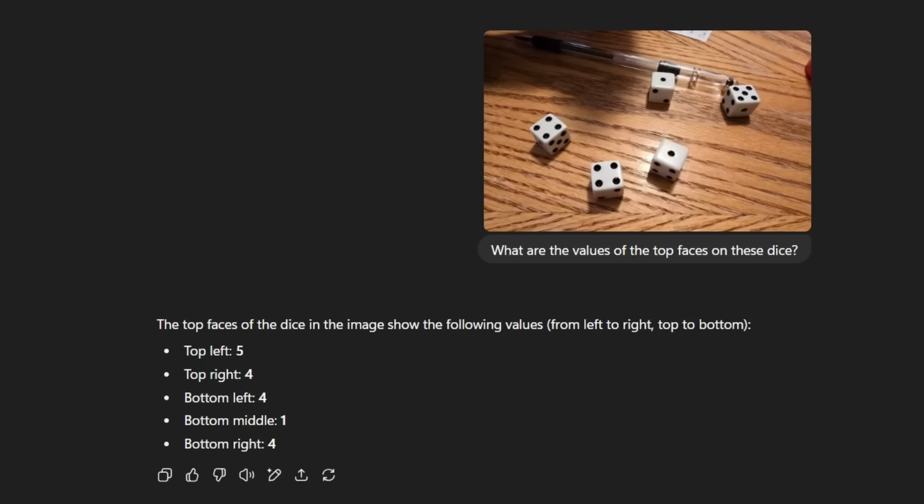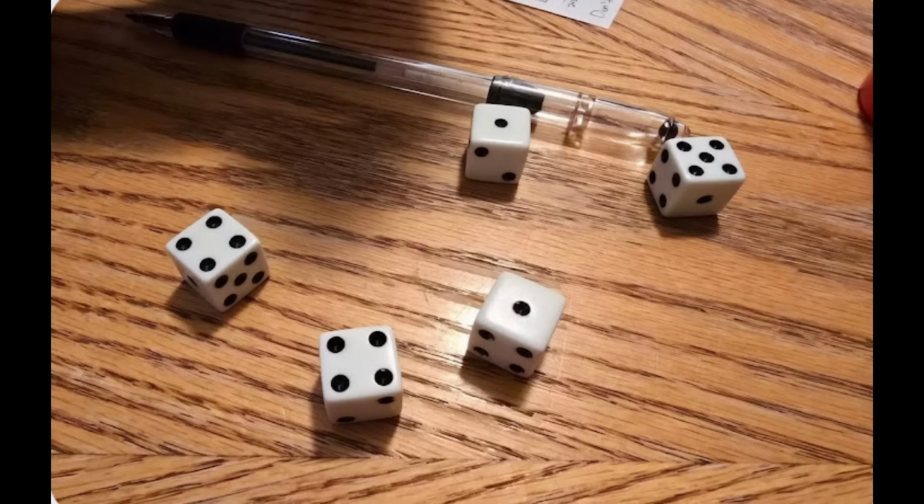Of course, it's dealing with a 2D image. It's not got 3D vision like we have. It can't move its head around to say, oh, is that a 2 or 3? So it is weaker in that sense. But also, you're looking at this image, you can tell me what the top values of the dice are without any problem. So these are some of the things that are going to need to be improved.